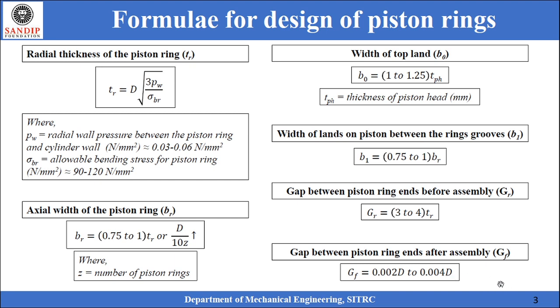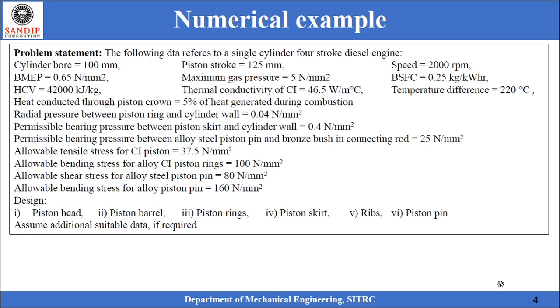Let us apply these formulae by solving the same numerical example which we were solving in the last lecture. You may pause the video to go through this problem statement. There are 6 designing components, out of which 2 we have already designed. Let us go to the third component, that is piston rings.